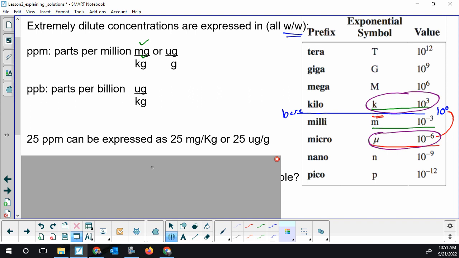So if we think of 25 parts per million, you could express it in either of two ways. You could think of it as 25 milligrams, so that's not a lot, a few specks in a kilogram. Or you could think of it as 25 micrograms in a gram. Either way, we're talking about a very small amount of solute in our total solution, the total mass.